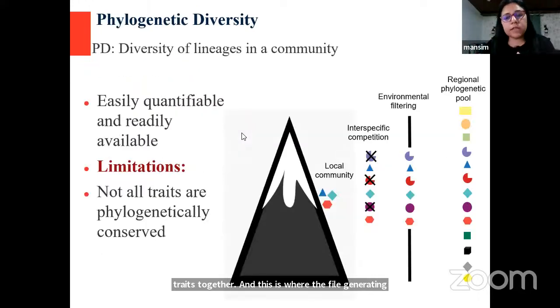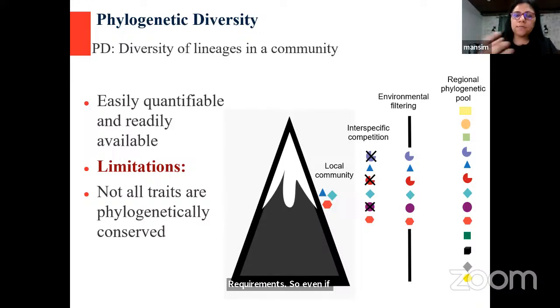Because genetic sequences are now readily available for many different kinds of taxa, especially for plants and birds. And you can assume that closely related species will compete more strongly, right? And closely related species will have similar environmental requirements. So even if you've not been able to measure all functional traits, if you can just establish their relatedness or their phylogenetic relationships, then you can use the same framework.